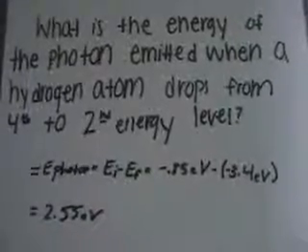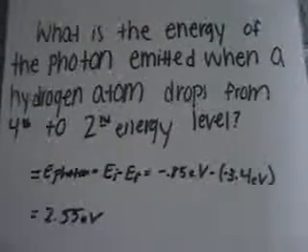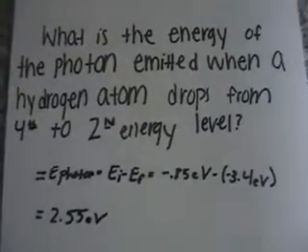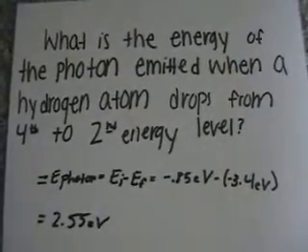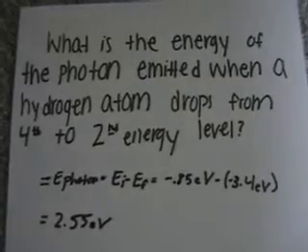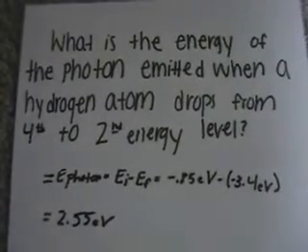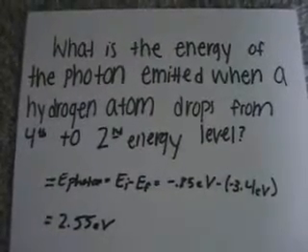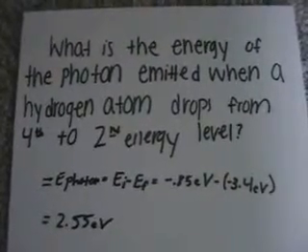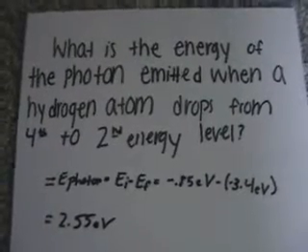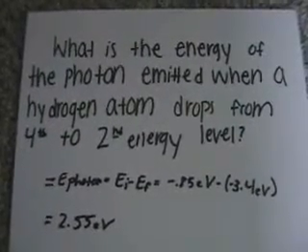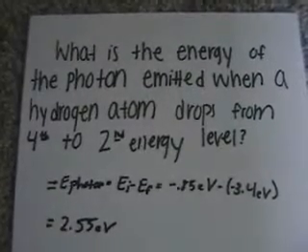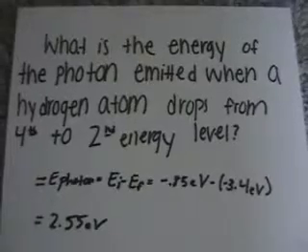Let's try an example of this. What is the energy of the photon emitted when a hydrogen atom drops from the 4th to the 2nd energy level? For this, we would use the equation: the energy of a photon equals the initial energy minus the final energy. Based on a reference table, the second energy level has an energy of negative 3.4 electron volts, and the fourth energy level has negative 0.85 electron volts. After subtracting this, you conclude that the answer is 2.55 electron volts based on information in our reference table.